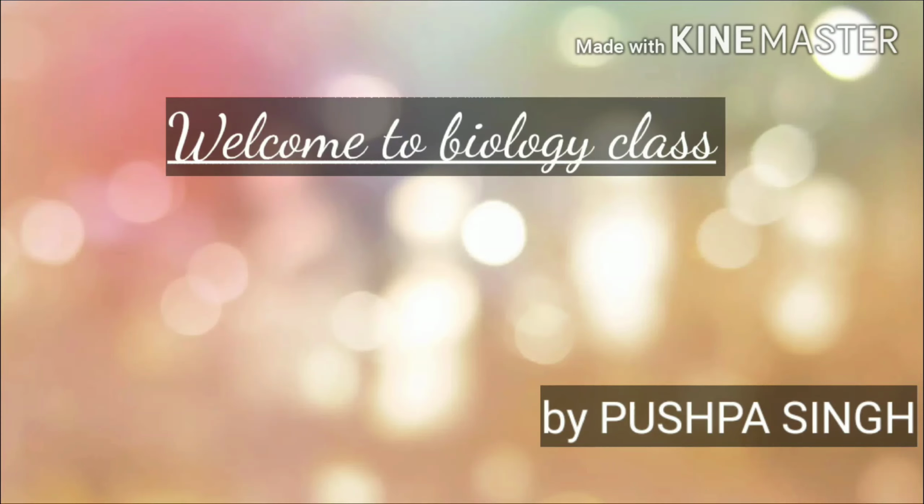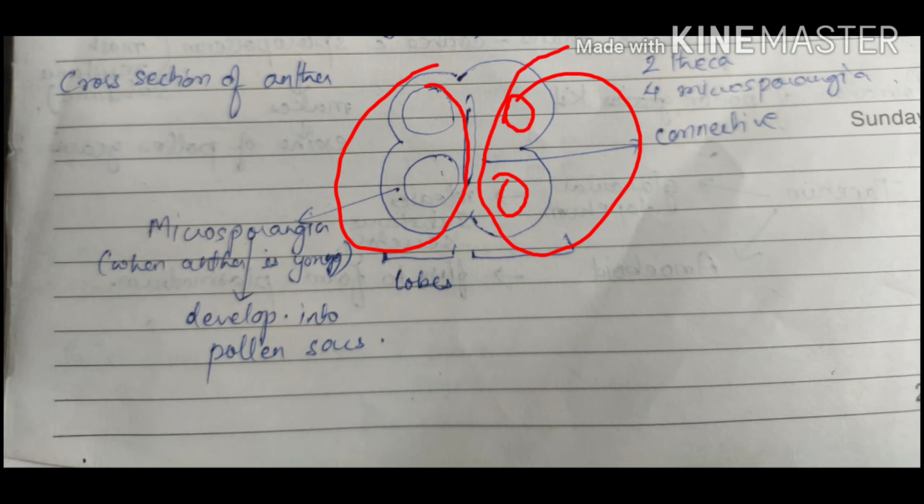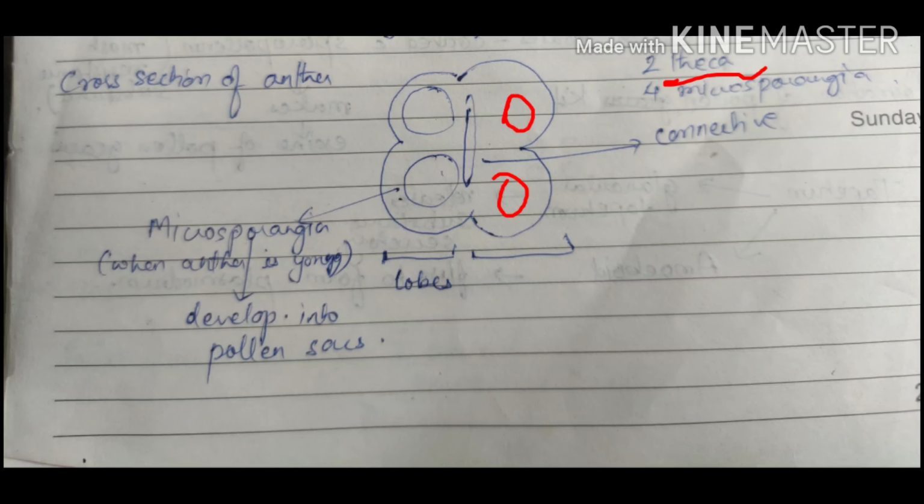Welcome to another module of reproduction in flowering plants. Today we are going to discuss the cross section of anther. On screen, as you can see, the cross section of anther is given. You will see there it is containing two lobes, and lobes are known as theca. So it is a diathecous anther.